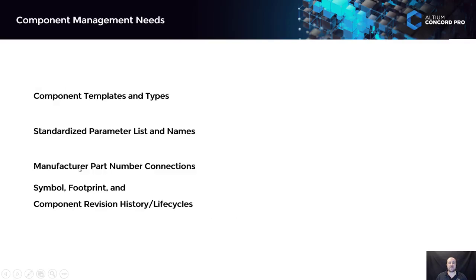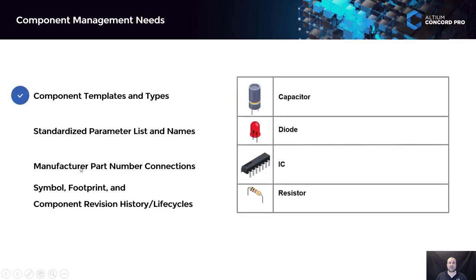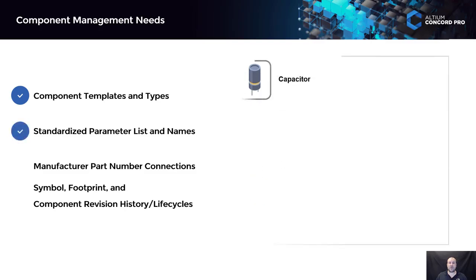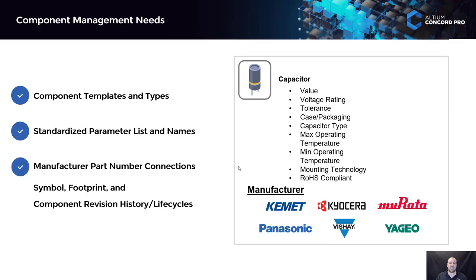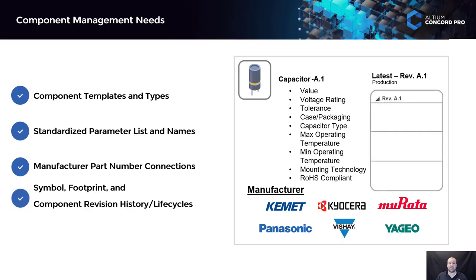So what do we need to effectively manage components? Well, it would be excellent if we could create components based off of a template and then assign each component a particular type or category. We also want to be able to create a standardized set of parametrics for each component, then attach manufacturer's part numbers to the components. We also want to have lifecycle and revision history for the component itself, as well as the symbols and footprints.